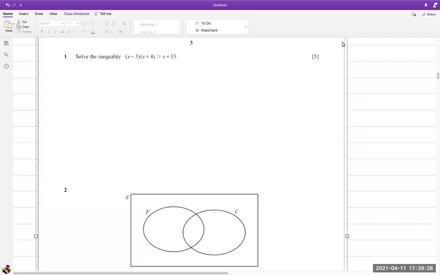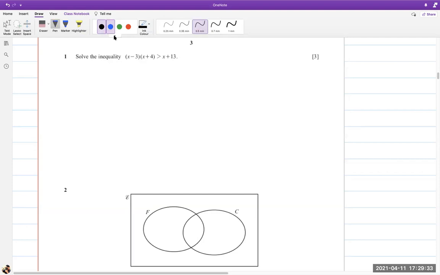We'll leave that one out because it's not in the syllabus. So we'll start with this question.